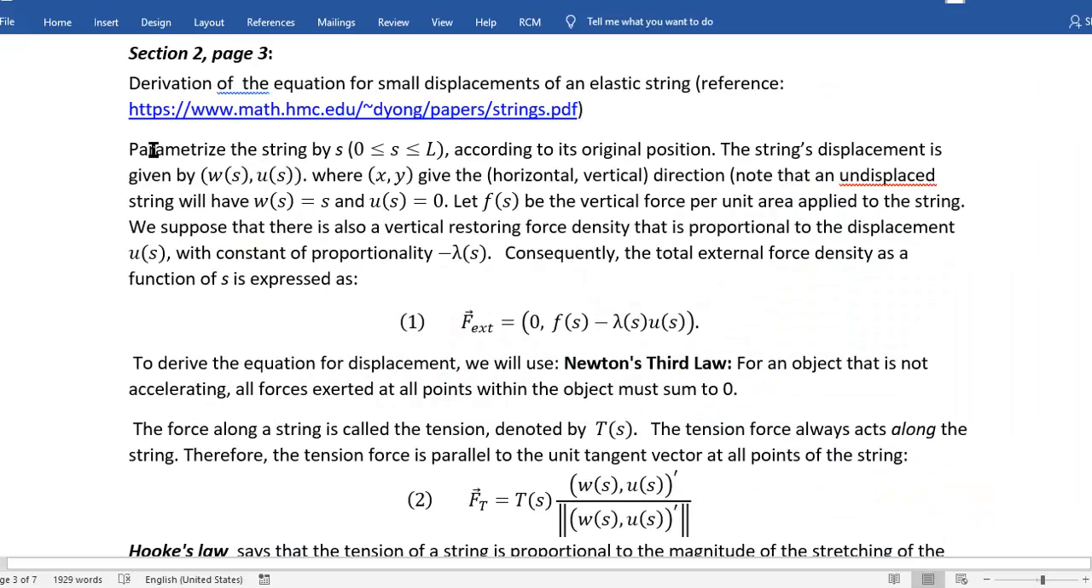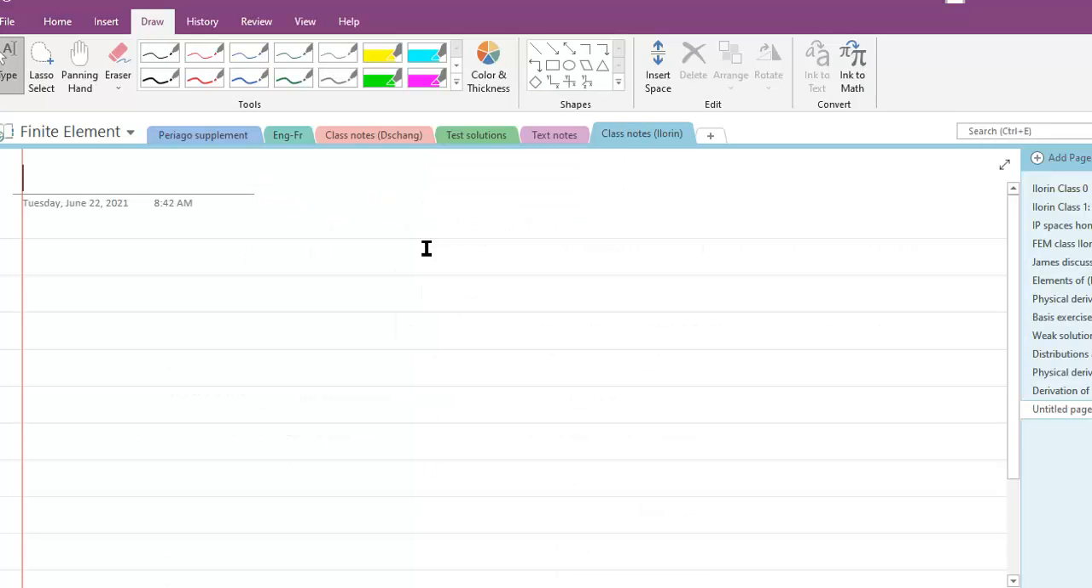All right, so first what we do is we parameterize the string by s according to its original position. The string's displacement is given by w of s, u of s, where x and y give the horizontal and vertical position. Note that an undisplaced string will have w of s equals s and u of s equals 0. So let me try to explain what I'm saying there. This is the derivation of the string equation.